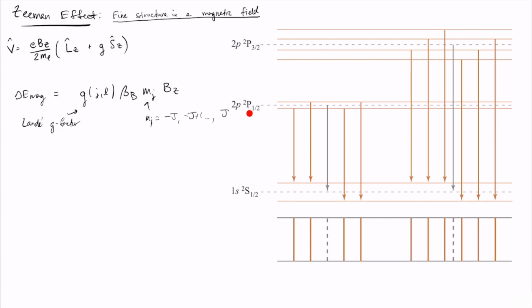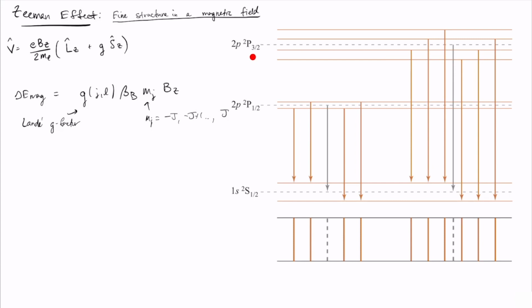When you look at the doublet P up here, it starts off at this dashed line. And again, because this is a J equals 1/2 state, this means that you have two different values of m sub j now. You have +1/2 and -1/2. And then when you turn on a field, these will move in opposite directions.